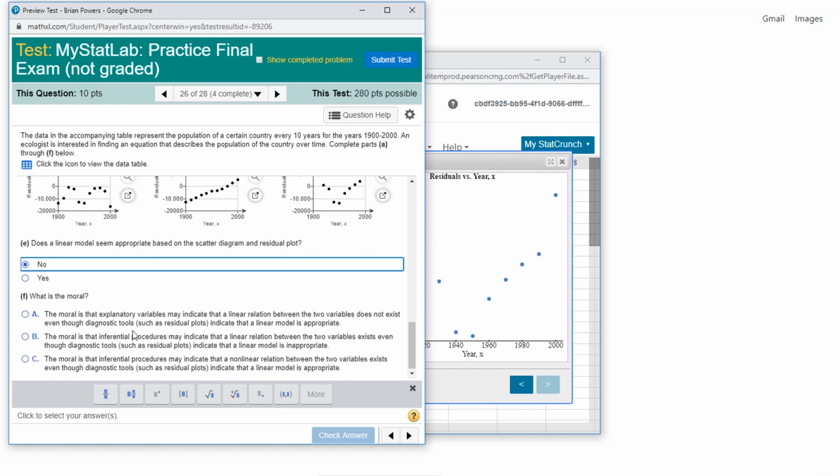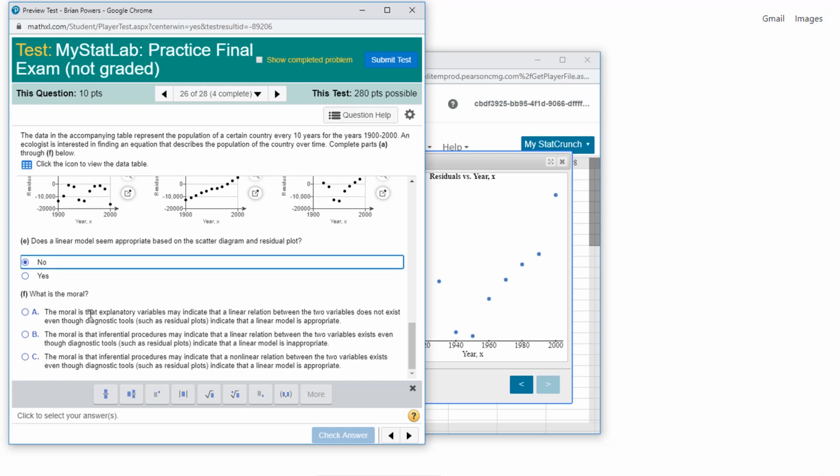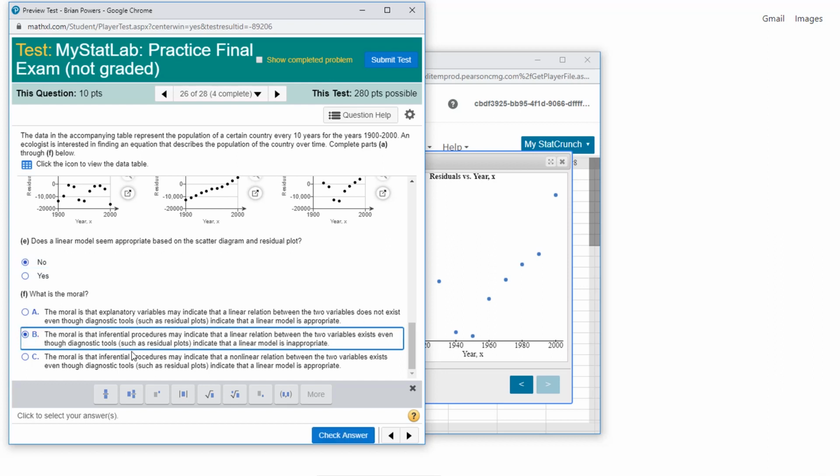So let's see what the choices are. The moral is that explanatory variables may indicate that a linear relation between two variables does not exist, even though diagnostic tools such as residual plots indicate that the linear model is appropriate. No, that's not the moral. The moral is that inferential procedures may indicate that a linear relation between two variables exists, even though a diagnostic tool such as a residual plot indicates that the linear model is inappropriate. That seems pretty good so far.